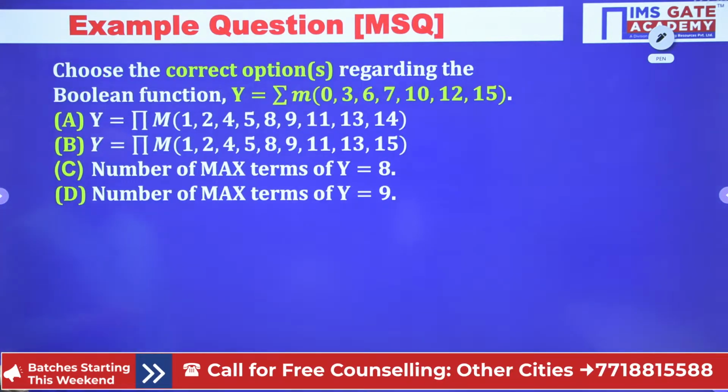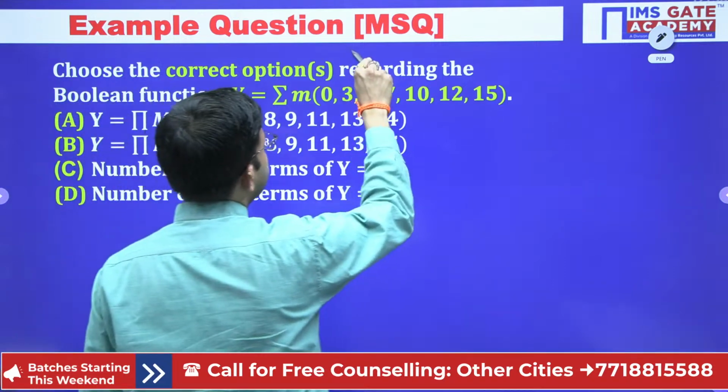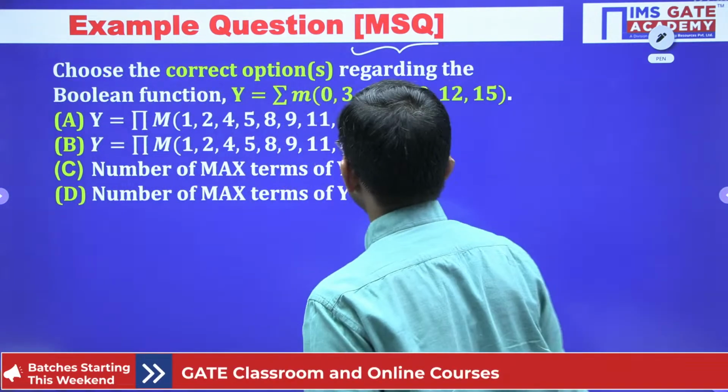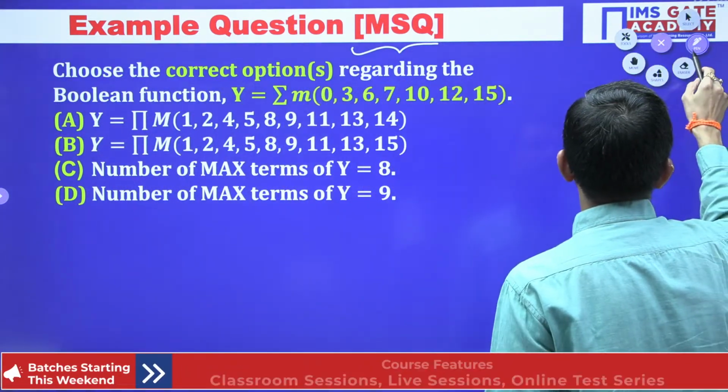Now with this understanding, all of you try this question. This is the MSQ. That means either one option or more than one option can be correct.